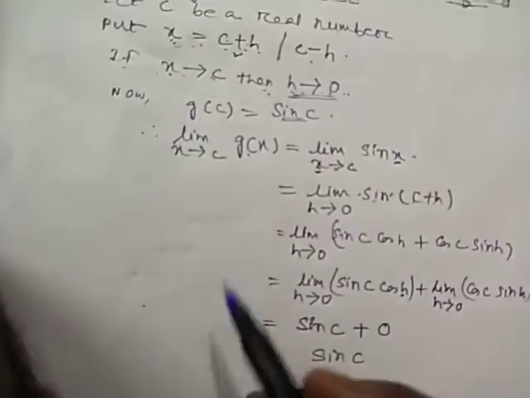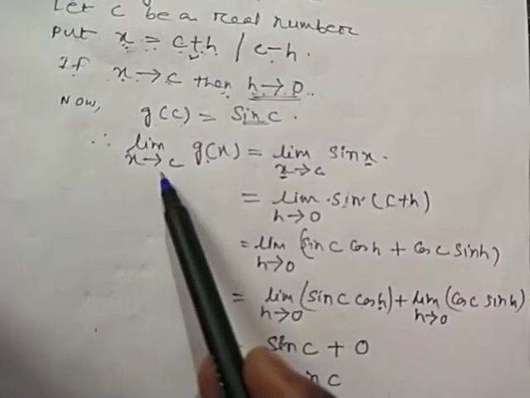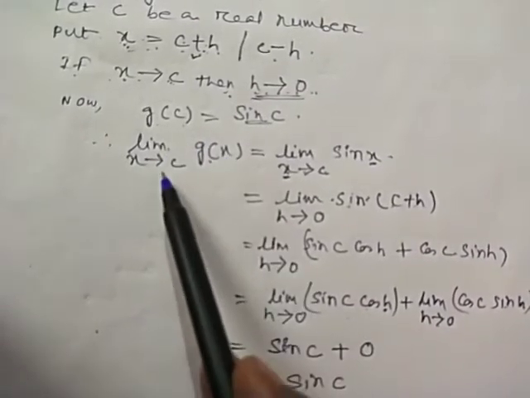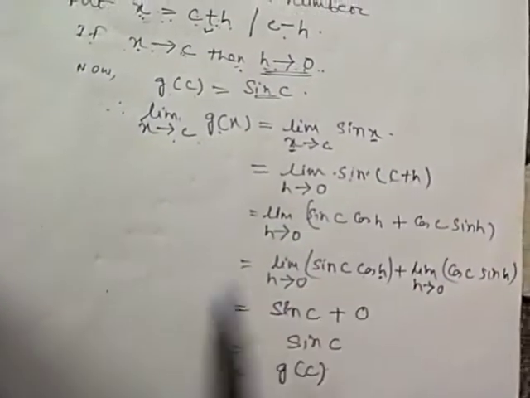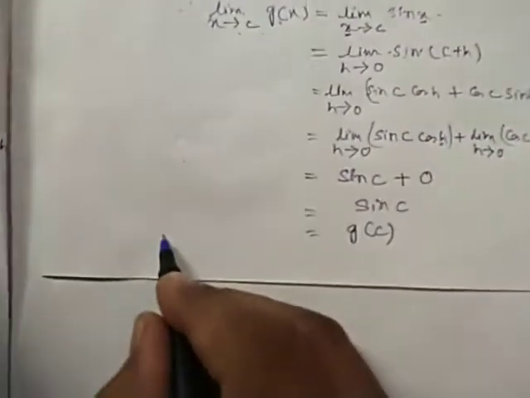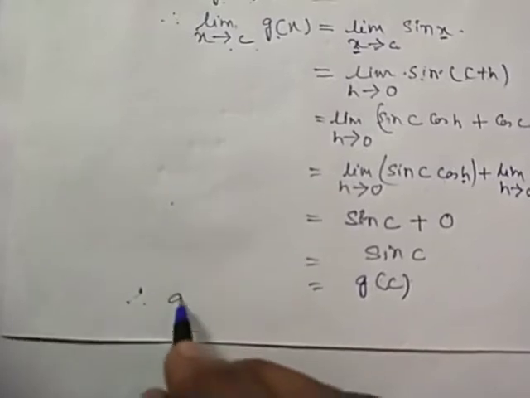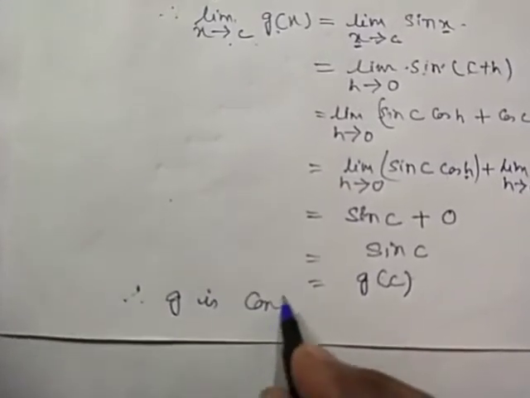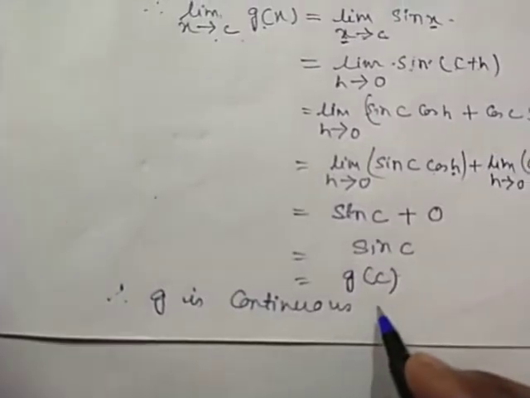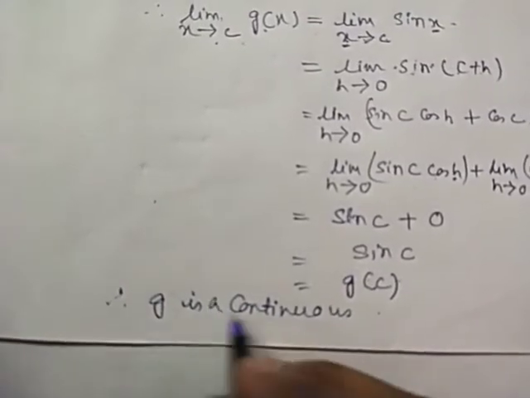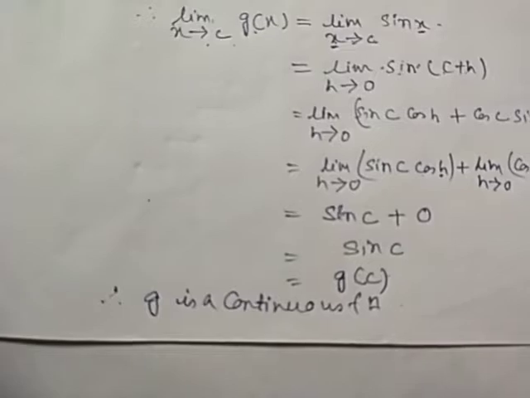You can see this is the definition of continuity: the limit of g(x) when x tends to c is equal to g(c). Therefore g is continuous. Therefore g is a continuous function.